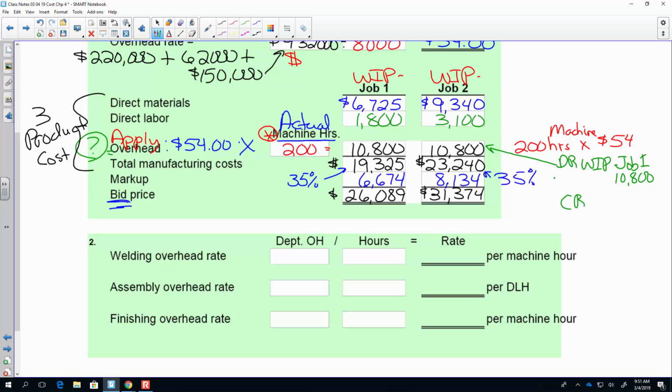What's my credit going to? Is this the control number? Yes, that's the control number. Yes, the control. I think the author just uses overhead control. Overhead control, yeah.